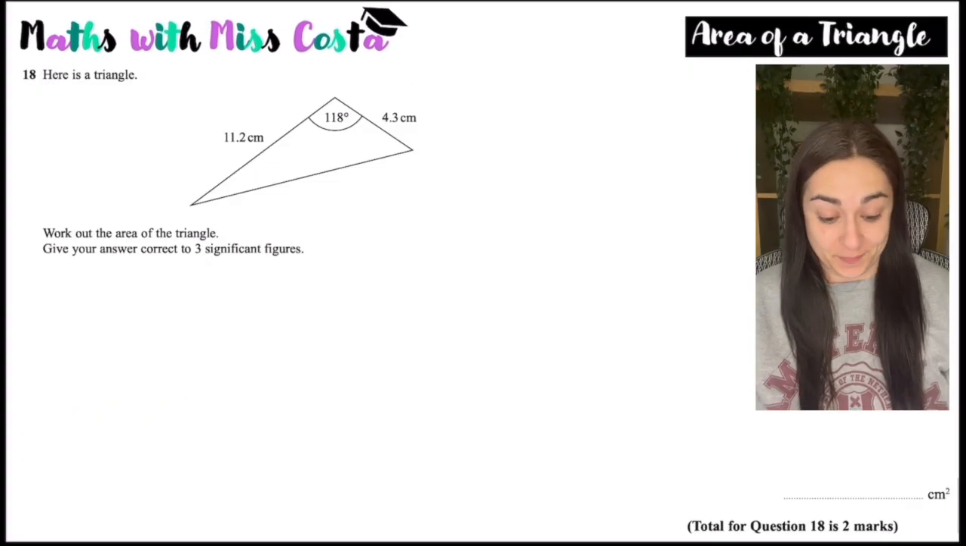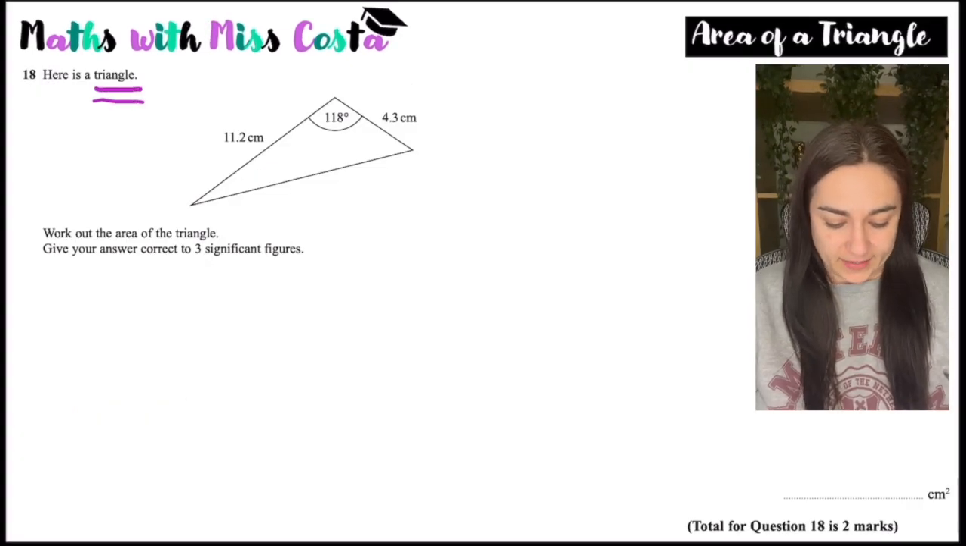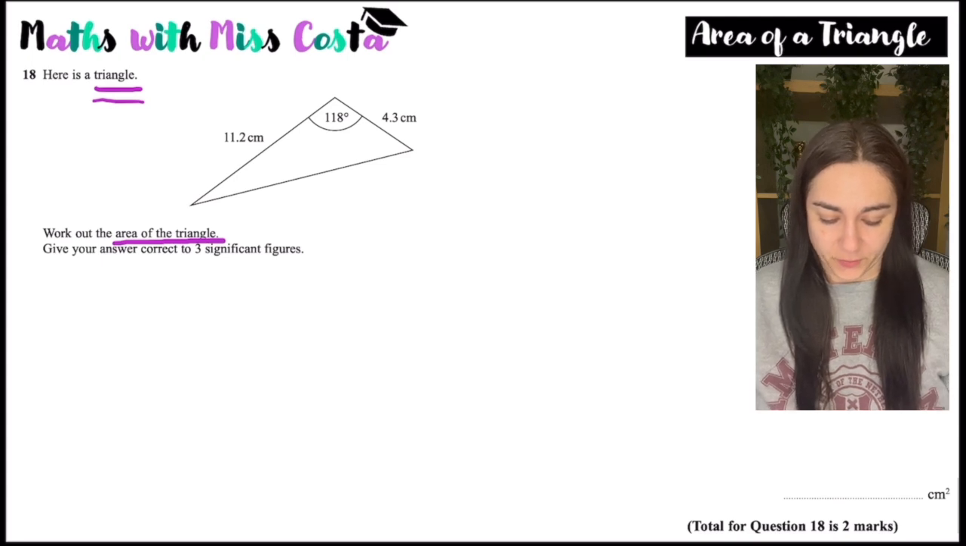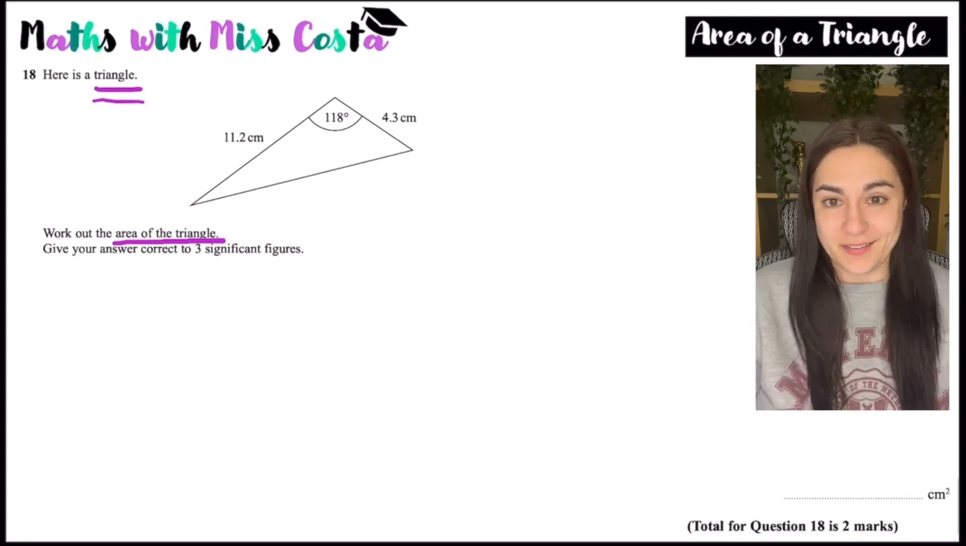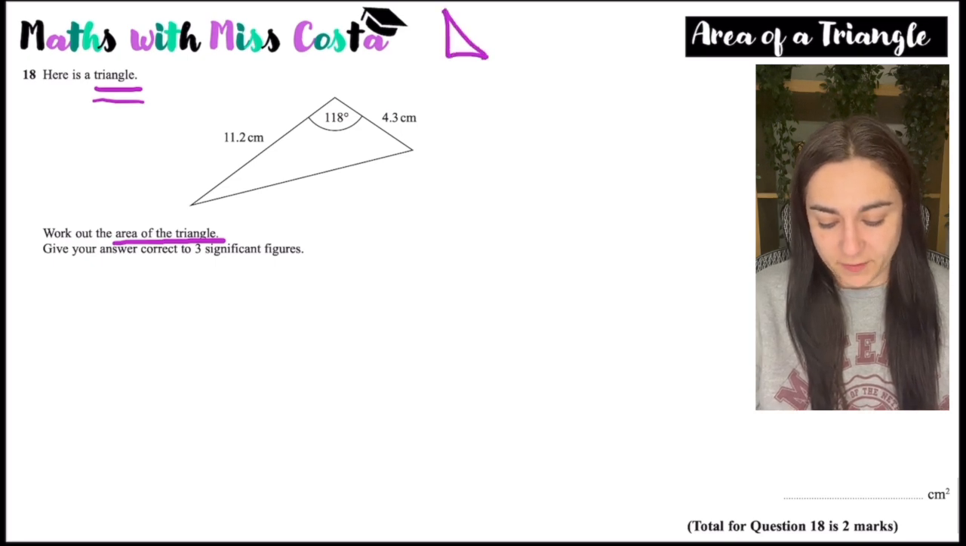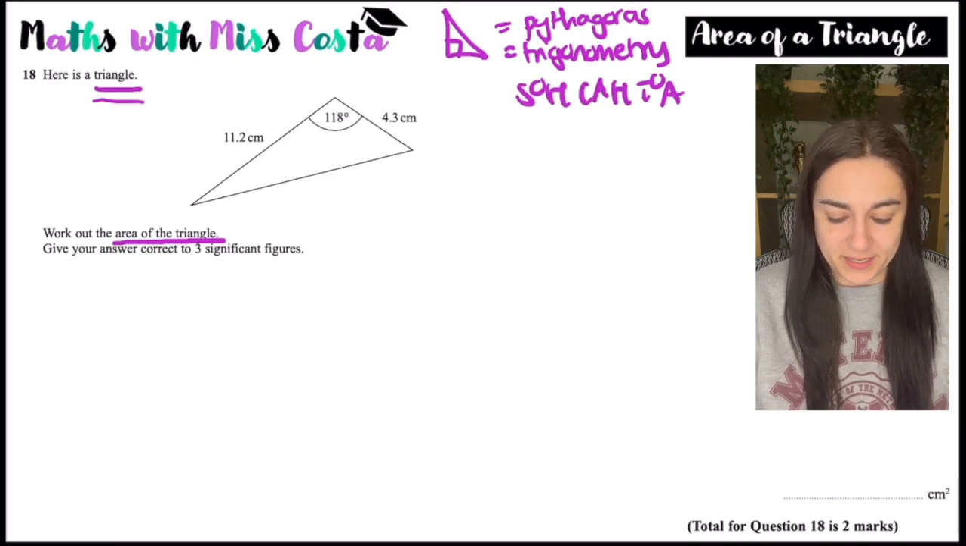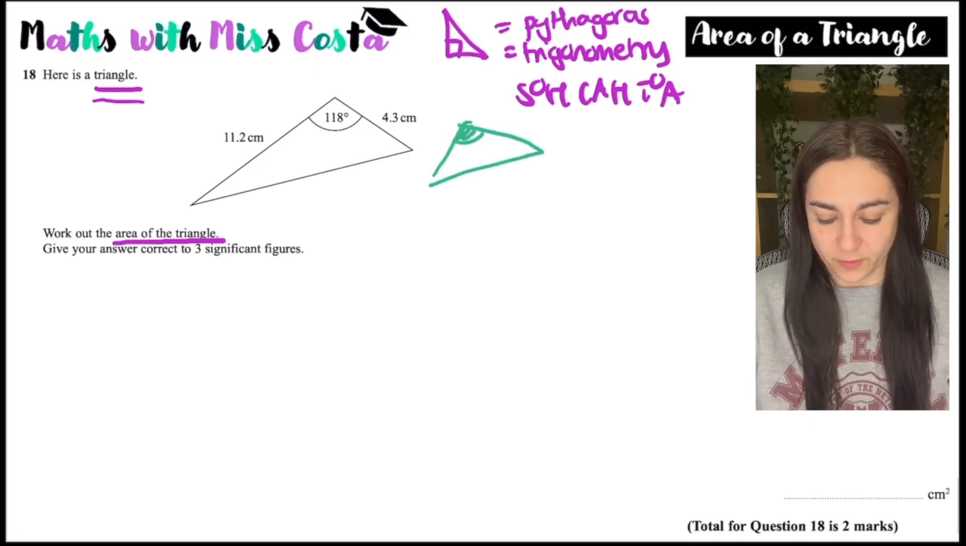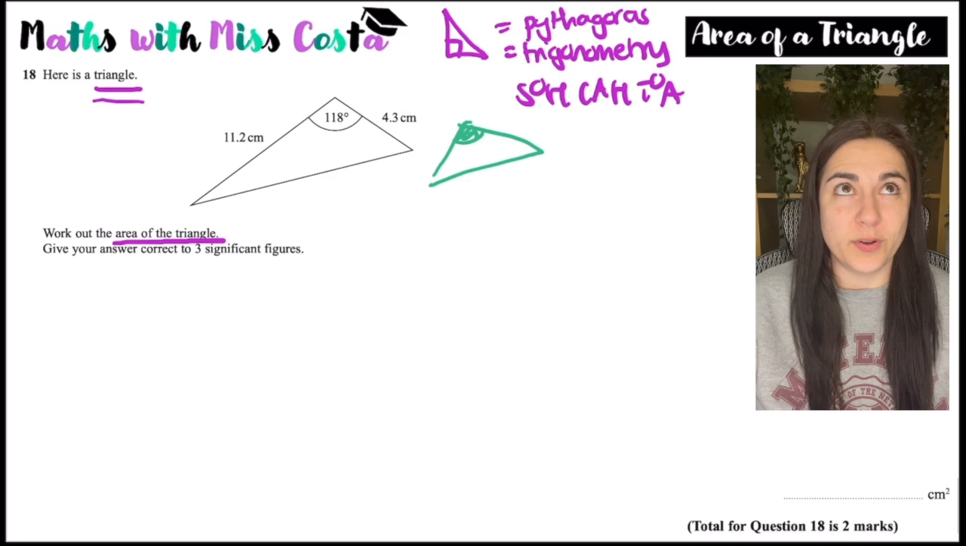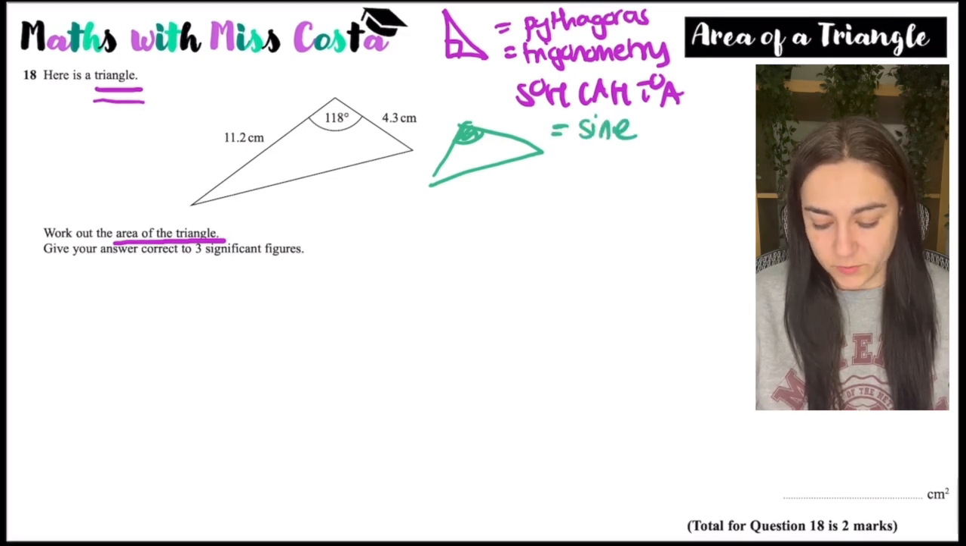So in this question, I'm being given a triangle and I'm being asked to work out the area of the triangle. Now, whenever you've been given a right angle triangle, you know that you can either use Pythagoras or your standard trigonometry, which is SOHCAHTOA. If, however, you have been given a triangle that does not have a right angle, you're going to have one of 3 options. You either use the sine rule, the cosine rule, or the area of a triangle.